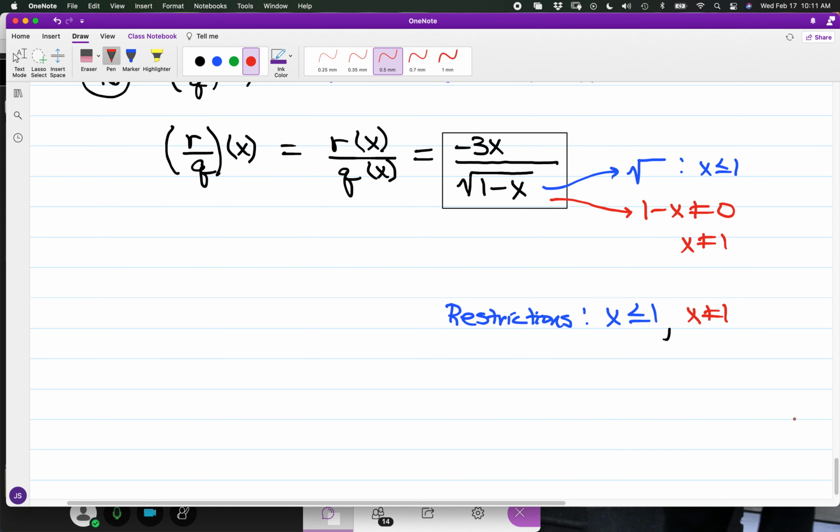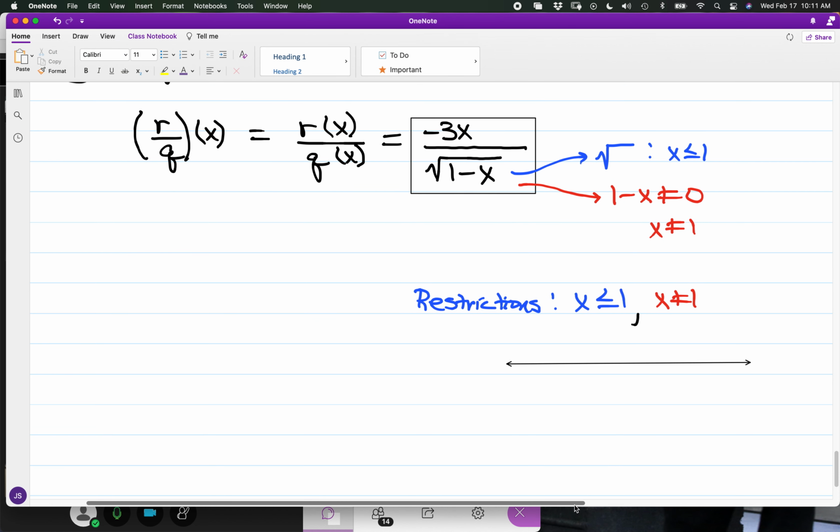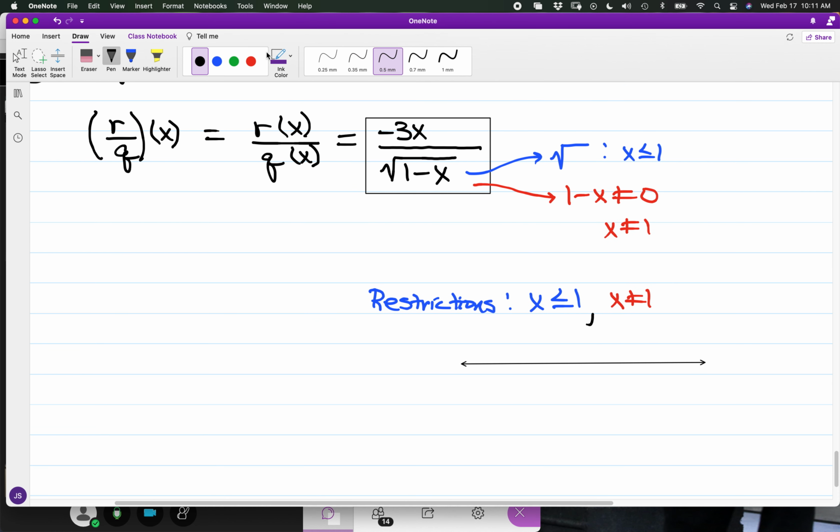This is where a little bit of graphing can be a benefit. So you have the centerpiece value at 1. x cannot be equal to 1. Now we have x is less than or equal to 1. Sorry about that. So you have x is less than or equal to 1, and you have x cannot be equal to 1.